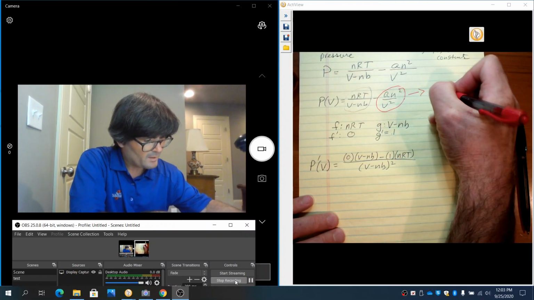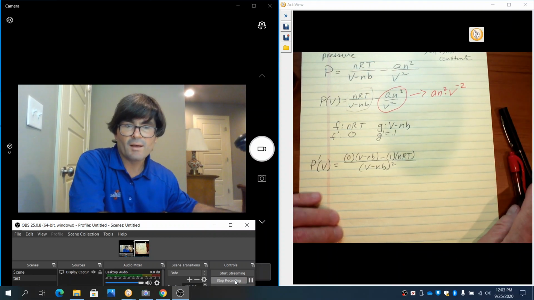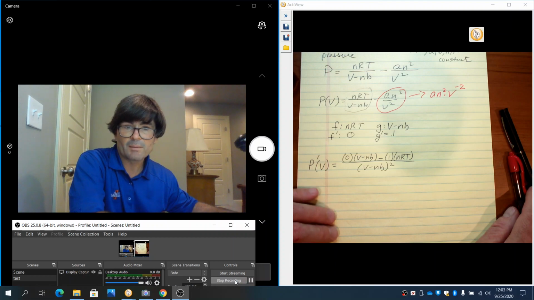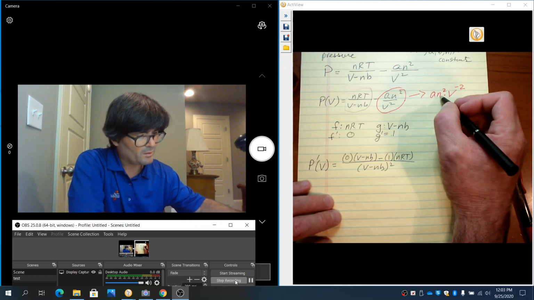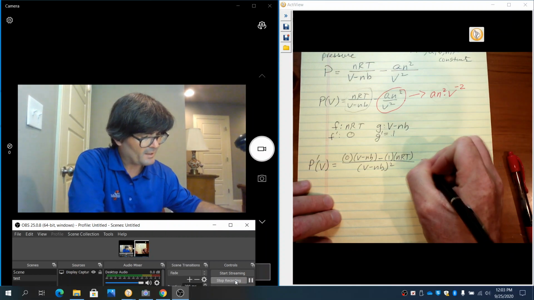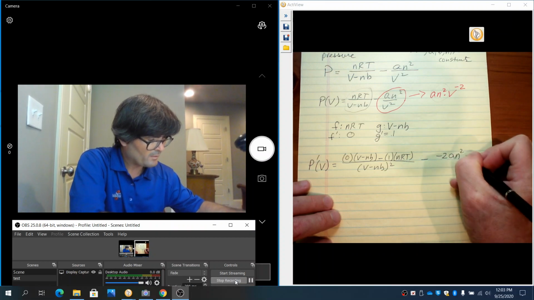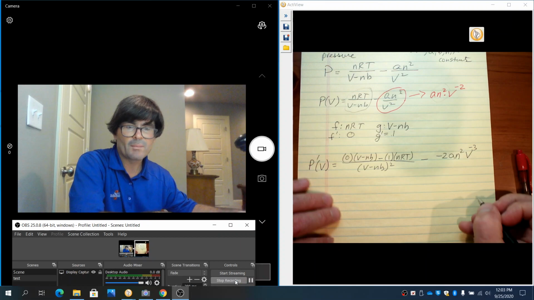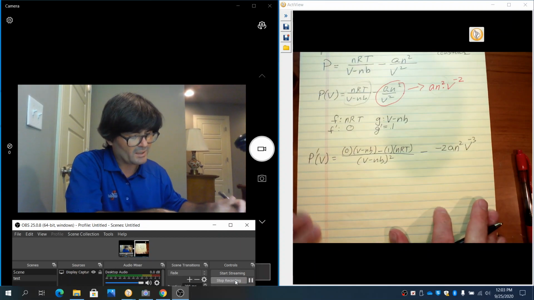as a n squared times V to the negative 2 power. That V squared on the bottom can come up as a power of negative 2 on top. Now this is a coefficient that's just going to stay there. Negative 2 is going to come down. We have minus negative 2a n squared V to the negative 3. Drop that power by 1. So this whole thing is the correct derivative now. I just need to clean it up.